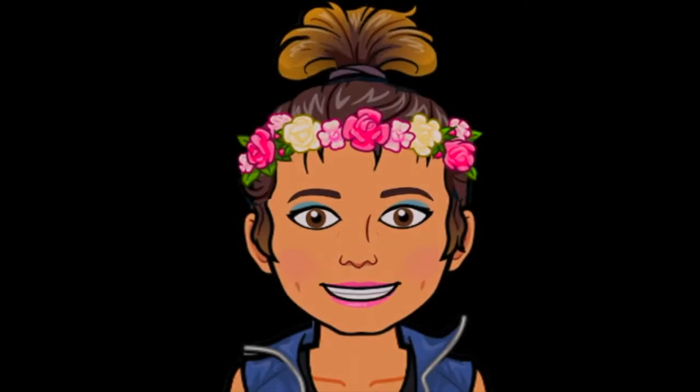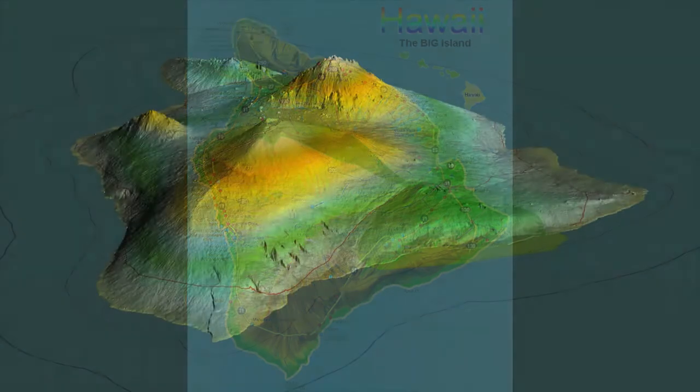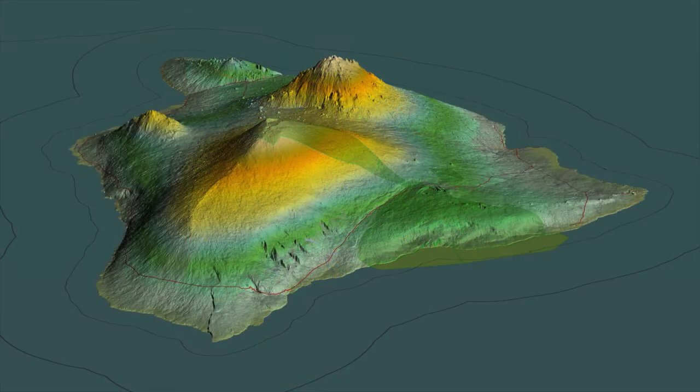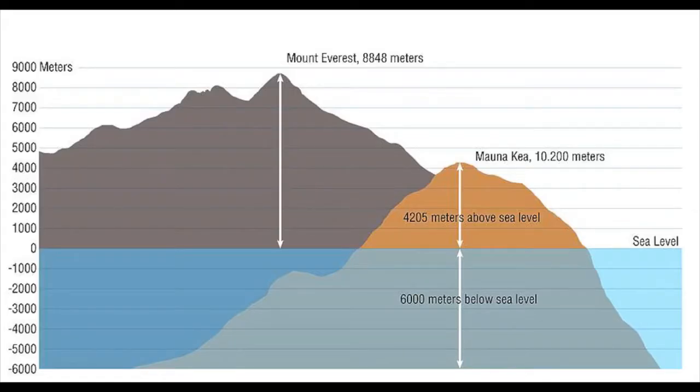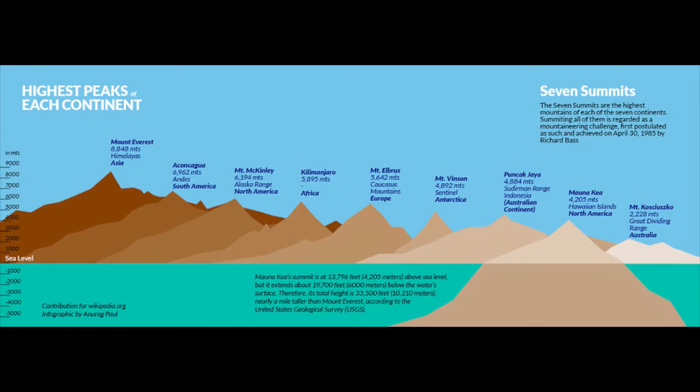But first, let's review what we learned in the last video about the island of Hawaii and Mauna Kea. Mauna Kea is a dormant volcano on the island of Hawaii. Its peak is 13,803 feet above sea level, making it the highest point in the state of Hawaii. Most of the volcano is underwater, and measured from the underwater base, Mauna Kea is the tallest mountain in the world, measuring 33,500 feet in height.